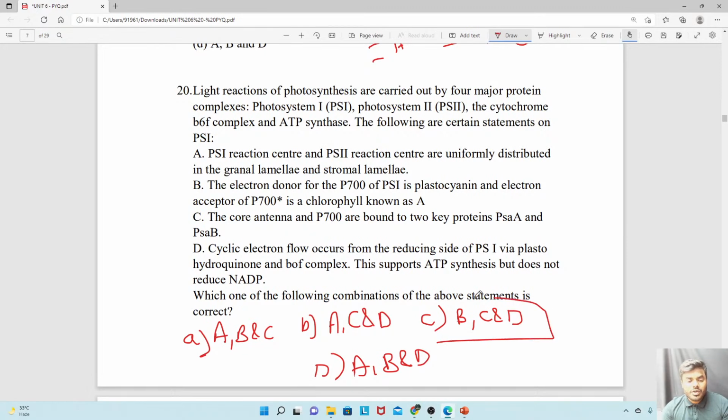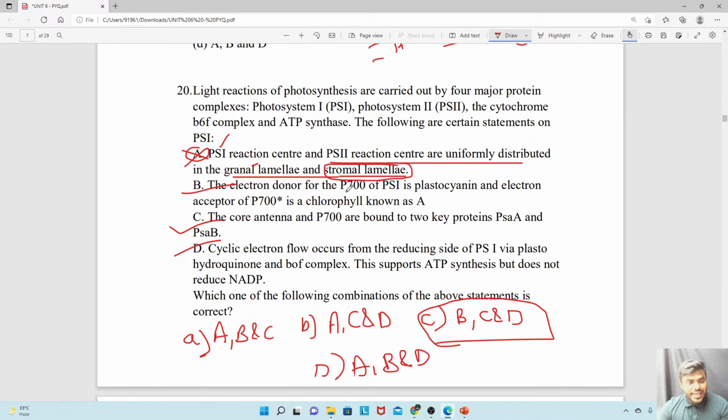So the correct answer will be what, friends? C. Because friends, we can easily eliminate option A. The reason: PS1 and PS2 reaction centers are not uniformly distributed in the granal and stromal regions. We have discussed very clearly. PS1 is present in the stroma exclusively. PS2 is present in the grana exclusively. Option A is wrong. So of course, if you come to know that option A is wrong, you can easily guess it.